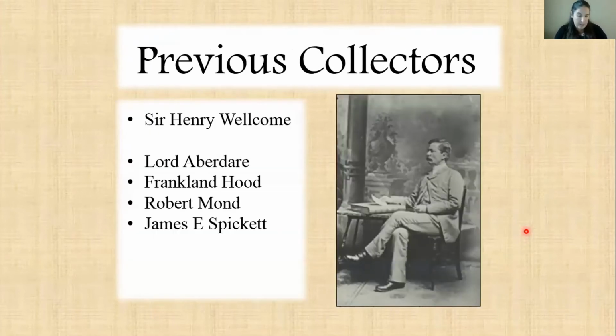The sale and movement of artifacts is something that I'm particularly interested in. Obviously, Sir Henry Wellcome is the main collector here. Other previous owners include Lord Aberdare, Franklin Hood, Robert Mond. As Urson so aptly illustrated last week, it's often the less famous owners that turn out to be the most interesting. I'm particularly looking forward to researching previous owners such as James Spickett, whom I know nothing about.